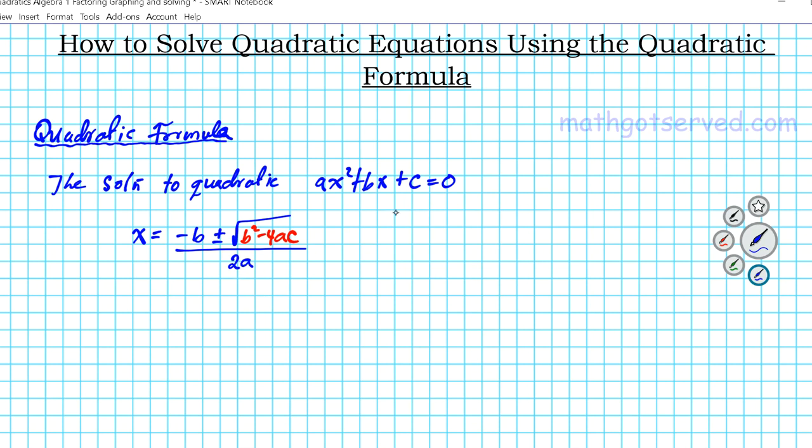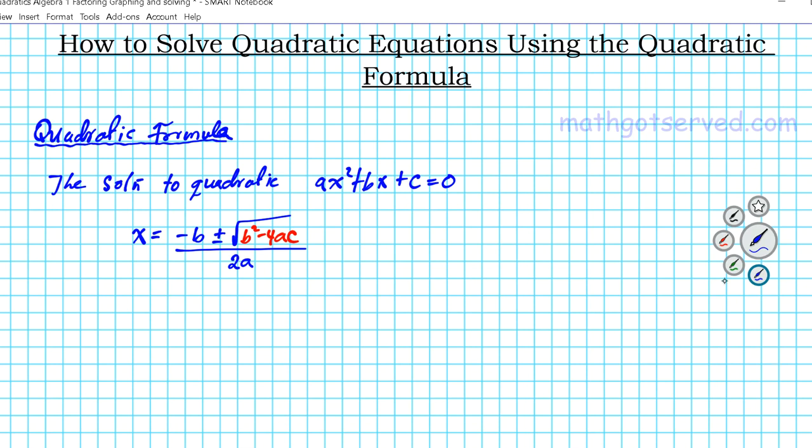So I talked about standard form earlier. How do you know a quadratic is in standard form? First of all, it's set equal to 0, and the terms are written in descending order of degrees. Okay, so you have the quadratic term first, the linear term second, and then you have the constant term as the last.